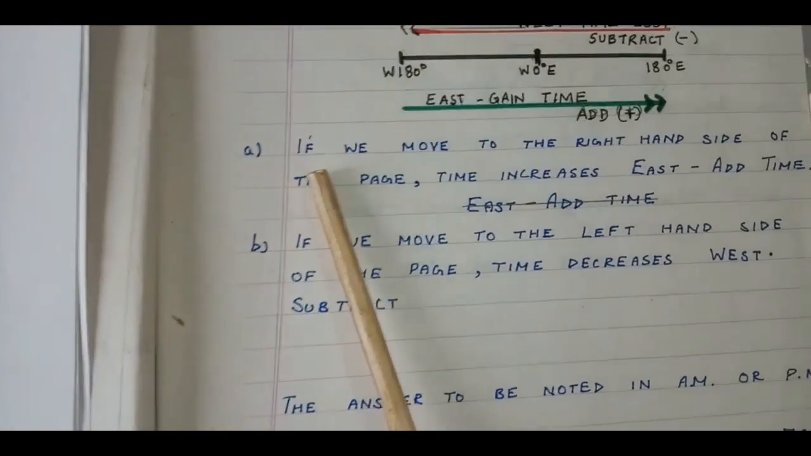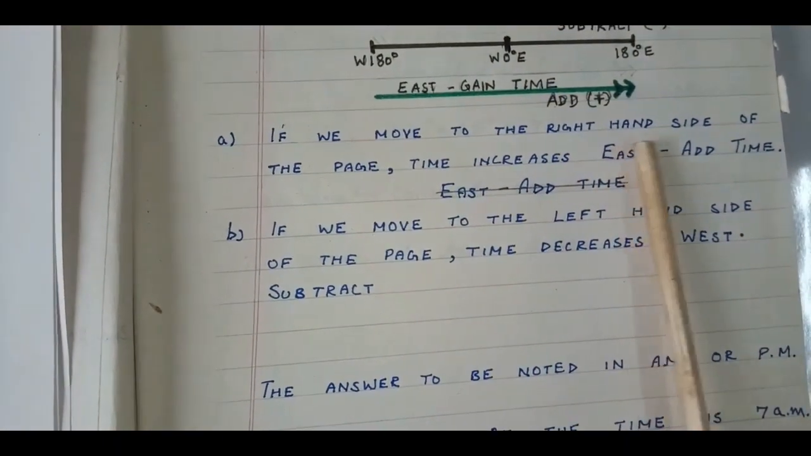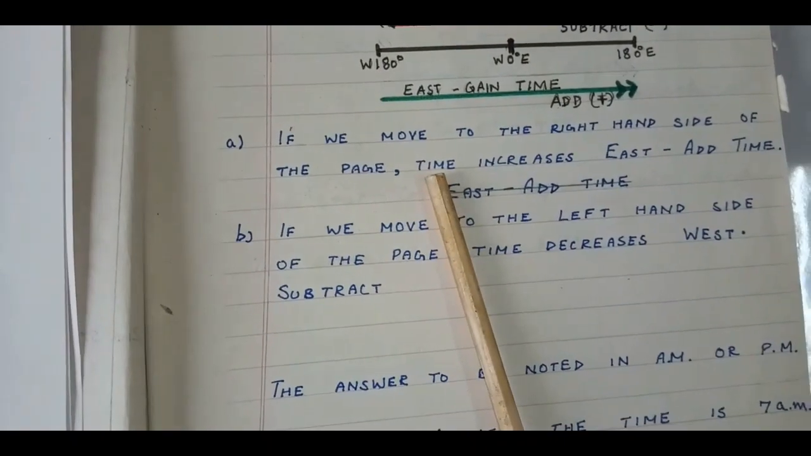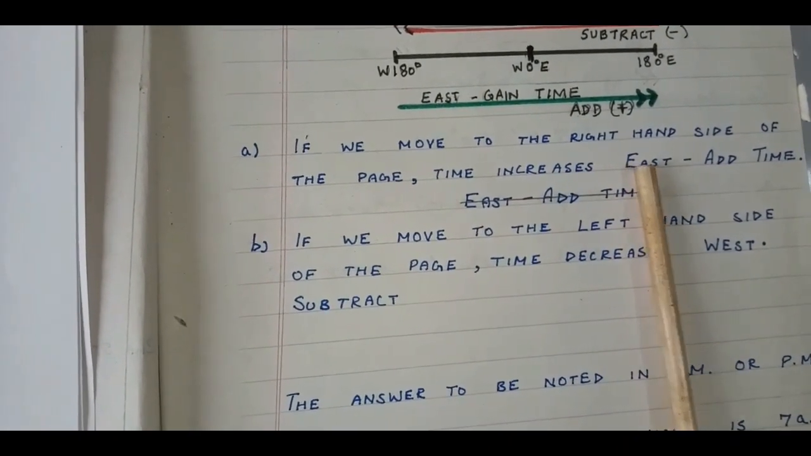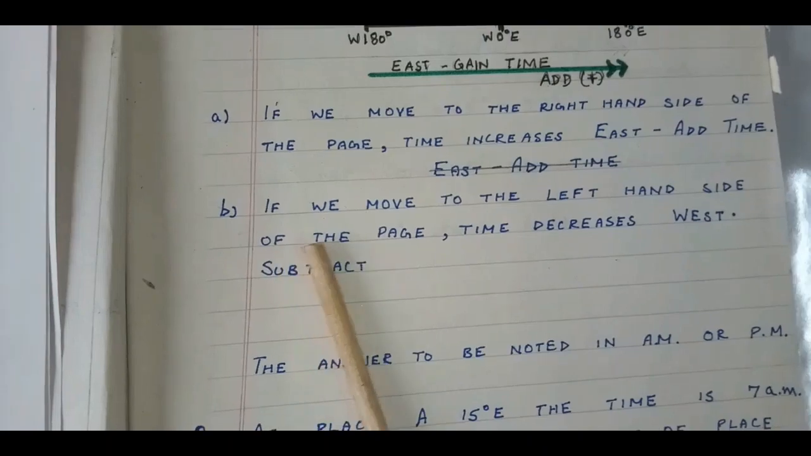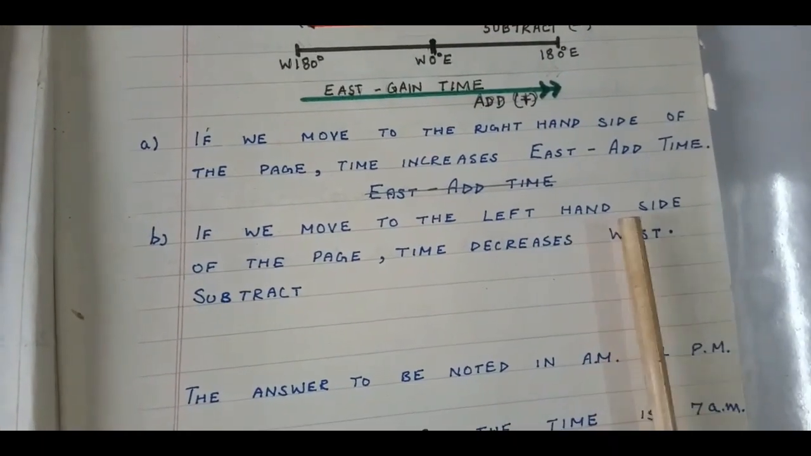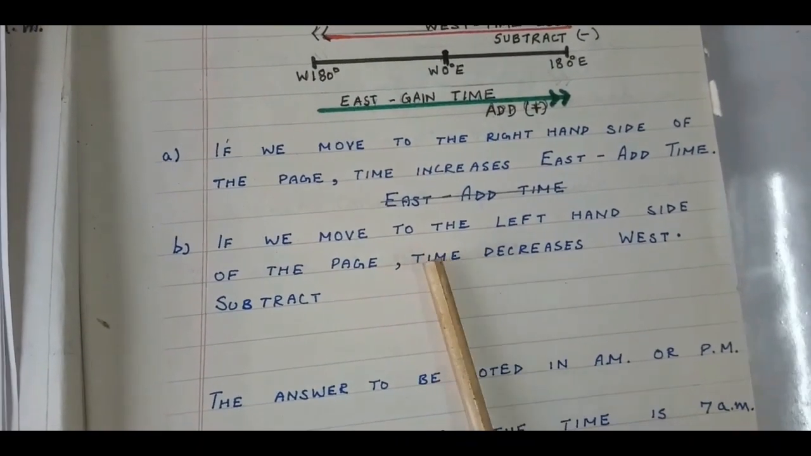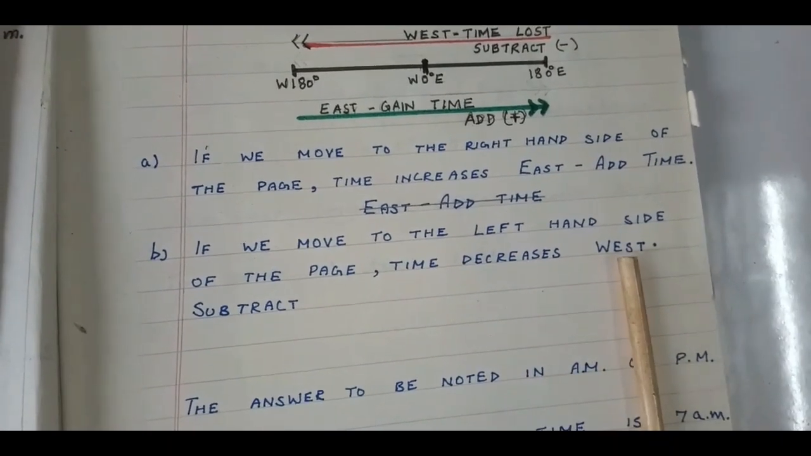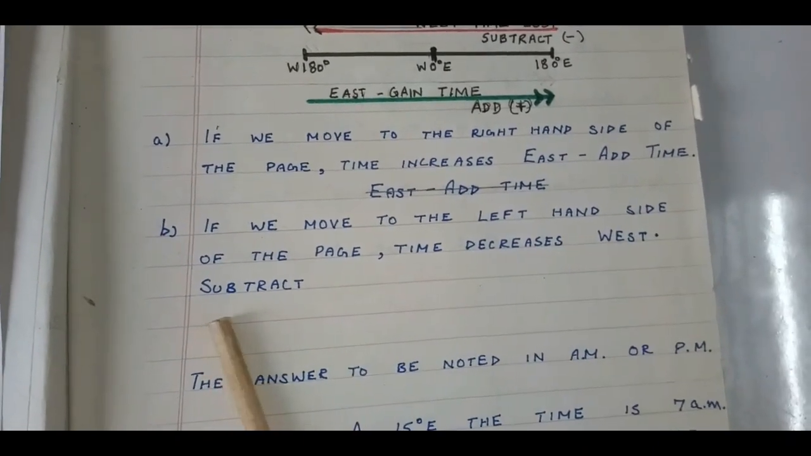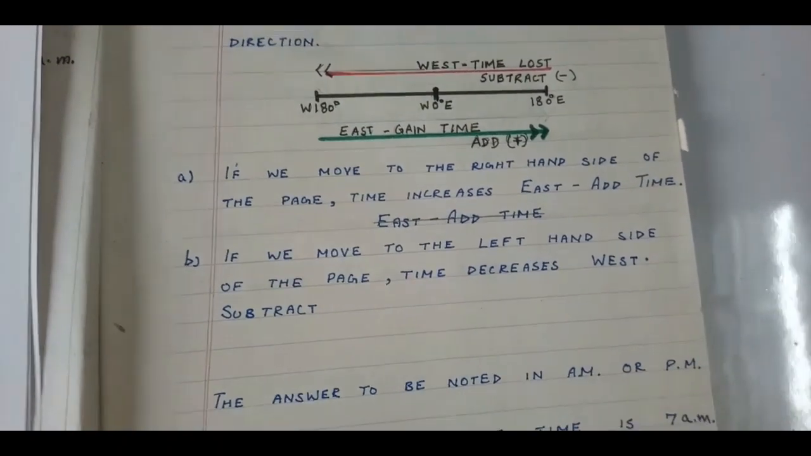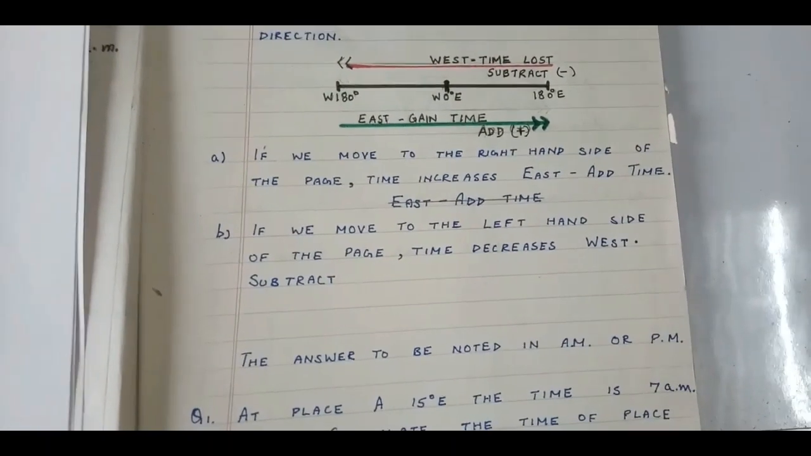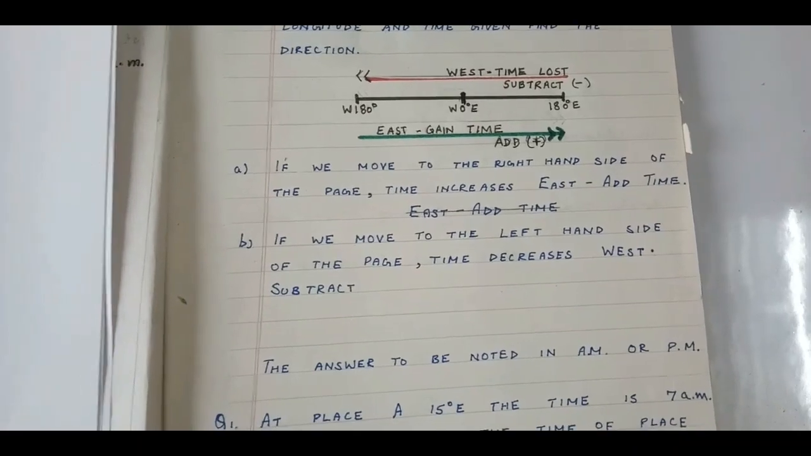Children, you are understanding what exactly we have to do, the first step, second step and the third step. So just remember that if we move to the right hand side of the page, time increases towards the east and the time is added. If we move towards the left hand side of the page, the time decreases and we are moving towards the west, and therefore the time will be subtracted. Now we will begin with some examples to do. Revise it for 5 to 7 minutes.